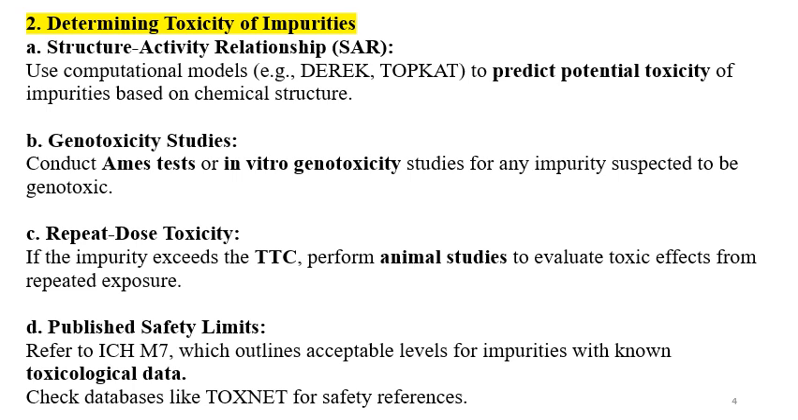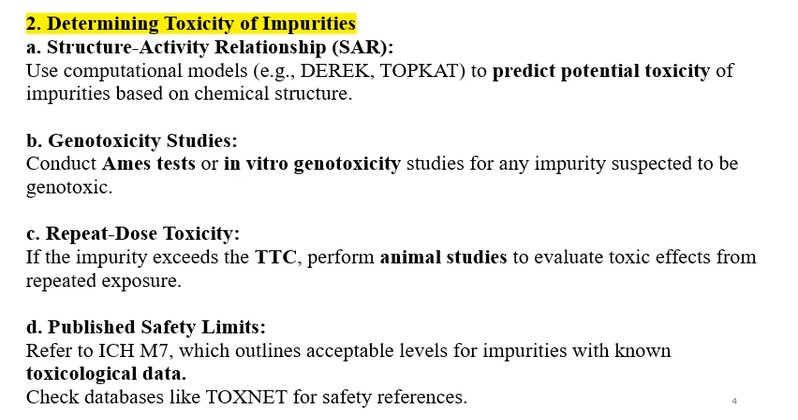Determining toxicity of the impurities. You can do the qualification by some methods as given in the guidelines. Structure activity relationship, it is generally called as SAR activity. This SAR uses the computational models to predict the potential toxicity of the impurities based on the chemical structure. Direct software is there, Topcat is there, and some others are there for the SAR relationship determination.